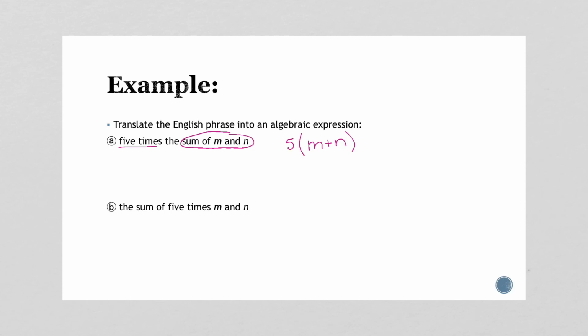Now this one is a little bit different. The sum of 5 times m and n. So I want 5 times m, and then I want the sum of that and n. I always thought that this one, part B, was a little bit tougher than part A, but that is correct right there.